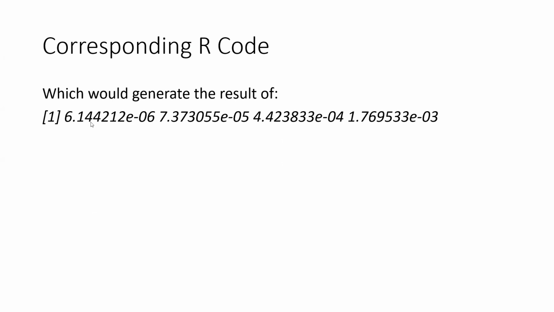So right here, this is the probability of exactly 0 birds. This is the probability of exactly 1 bird. This is the probability of exactly 2 birds, and this is the probability of exactly 3 birds. And obviously, as you can see, these are in scientific notation.